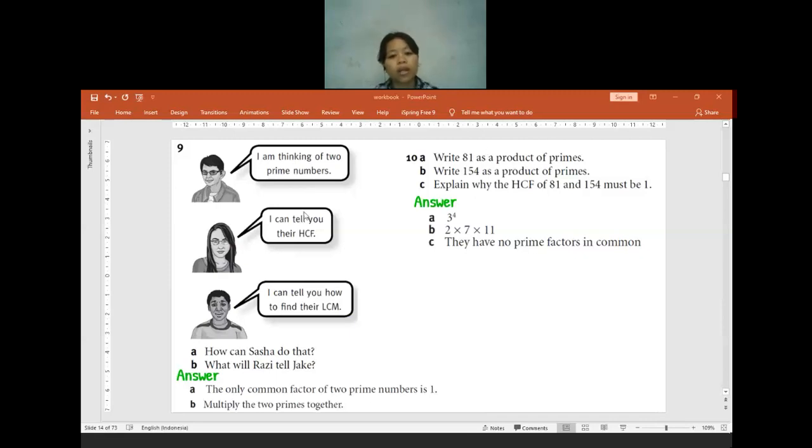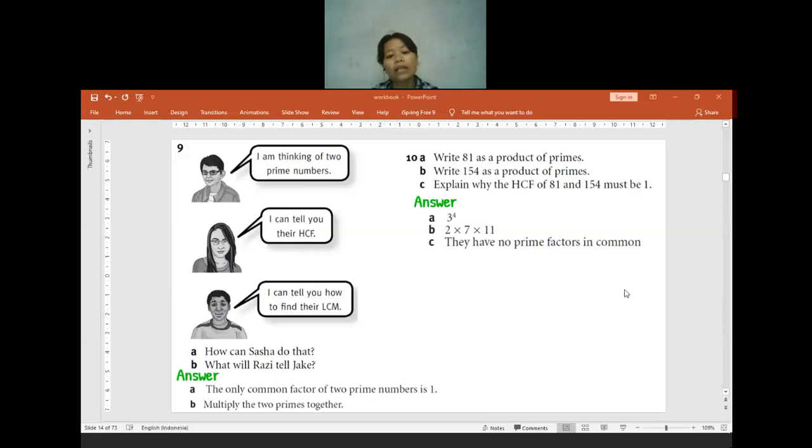For question 10, what do we have? Write 81 as a product of primes. To find the product of primes, the first thing you have to do is make a factor tree. The factor tree is up to you. For 81, you can start with 3 times 27 or 9 times 9. In the end of your factor tree, you will find 4 numbers of 3. That's why for 81, the product of primes will be 3 to the power of 4.